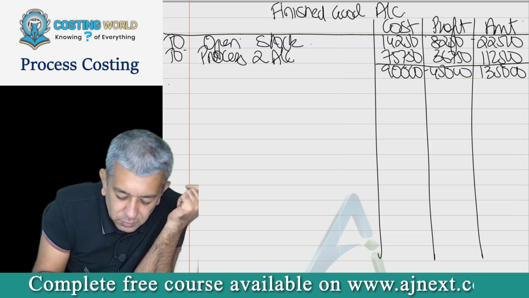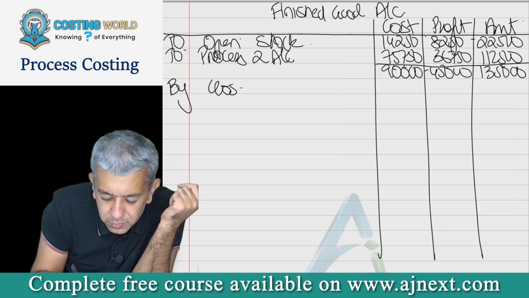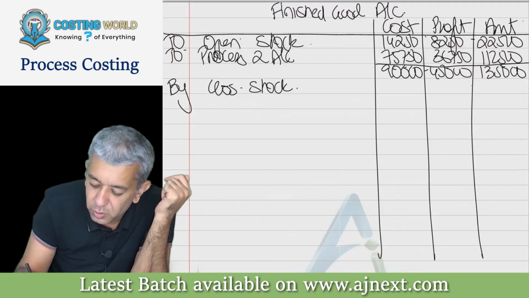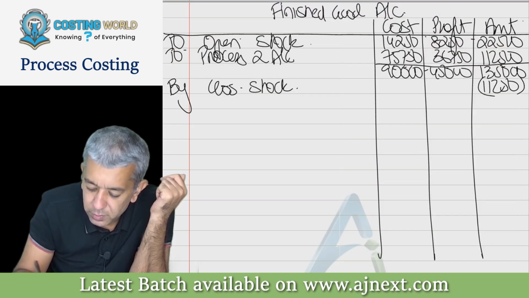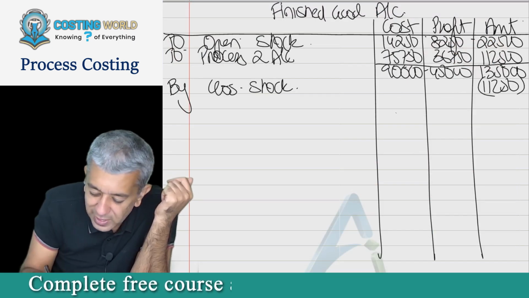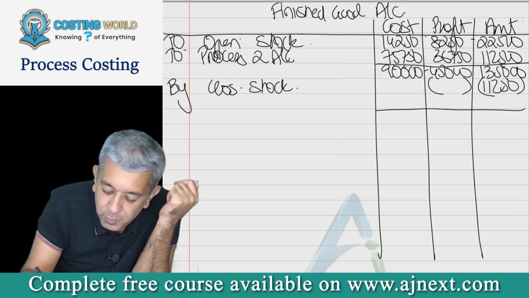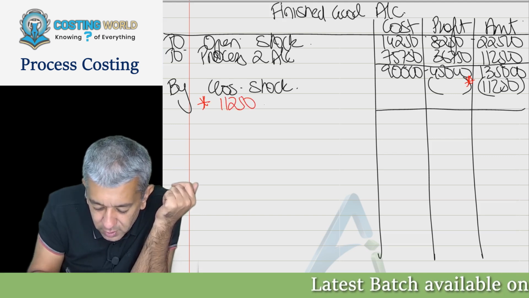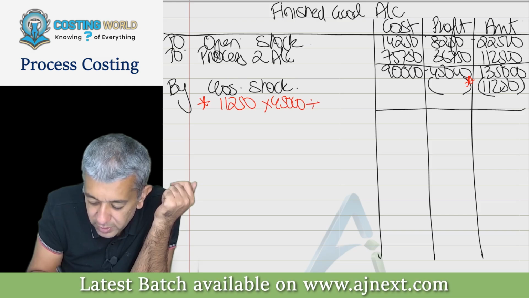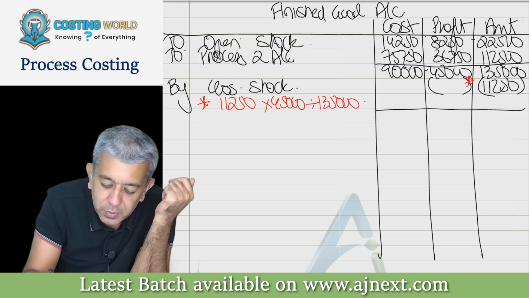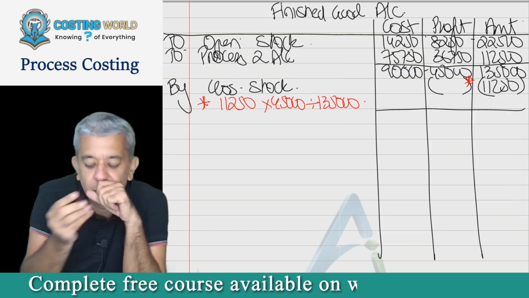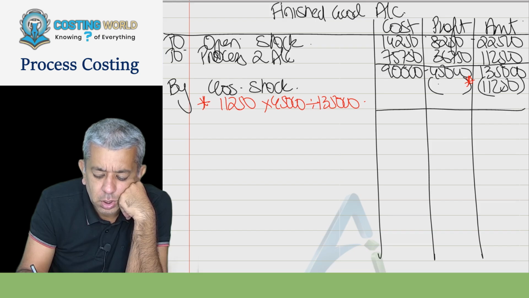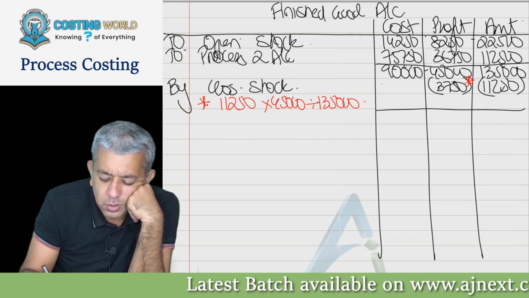Further, by closing stock. Closing stock in the textbook is 11,250. But obviously 11,250 will also have profits here. Put an asterisk over here. And exactly the same thing: 11,250 into 45,000 divided by 1,35,000. Get me that number, please. 3,750. So please subtract.